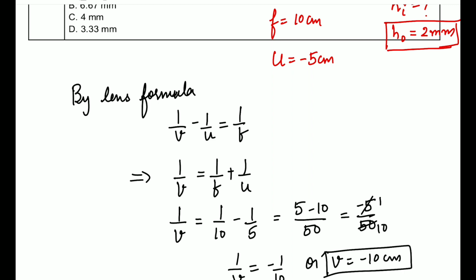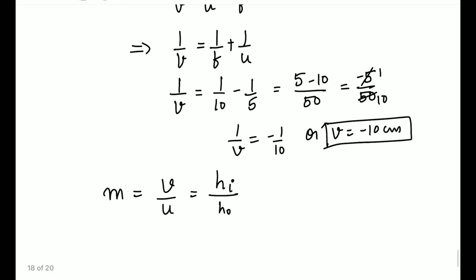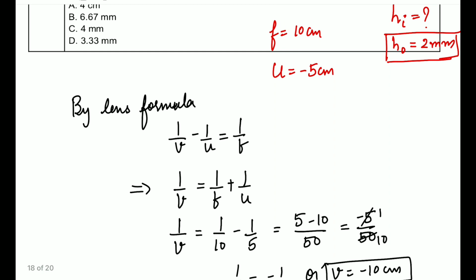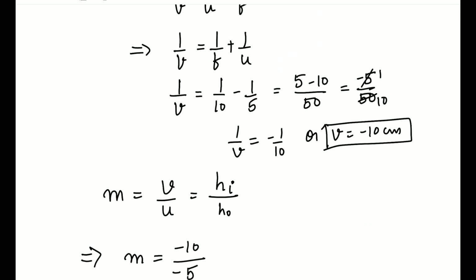So the value of v is now given to me. Then I can use magnification, which is simply v upon u, and that is also equal to height of the image upon height of the object. I hope you can understand that. So magnification is v, which is minus 10, upon u, which is minus 5. The minus cancels, and 10 upon 5 is 2. So my magnification is coming out to be 2.